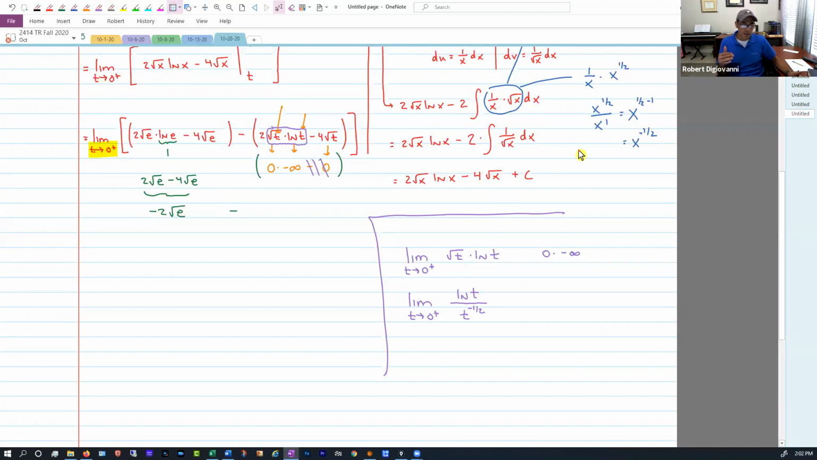Now I should have something that I can do L'Hopital on. So I use my L'Hopital's rule here. The derivative of the top is 1 over t. And the derivative of the bottom is -1/2 t to the -3/2. And that equals, let me see, limit as t approaches 0 from the right. Let me clean things up here.